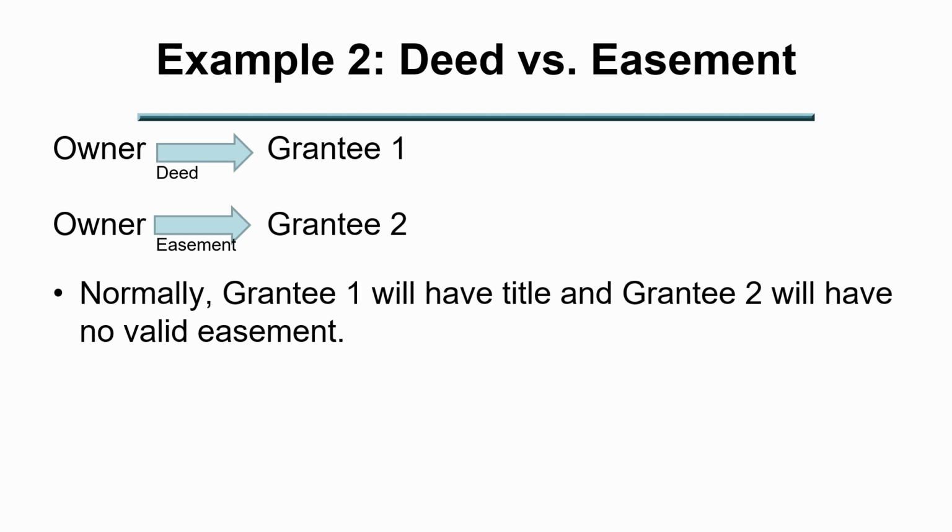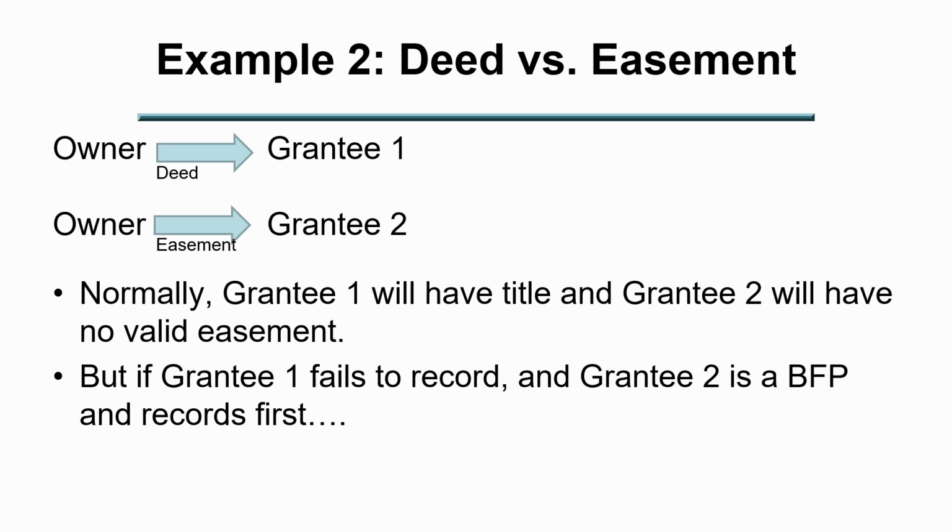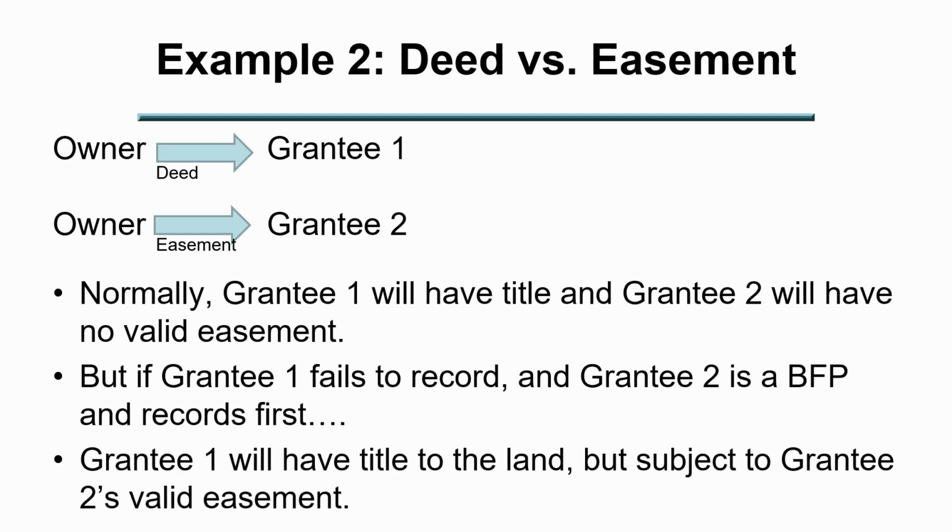But once again, the recording acts can change the common law result. If grantee number 1 fails to record and grantee number 2 is a bona fide purchaser and records first, then grantee number 2 will prevail. But prevailing in this case simply means that while grantee number 1 still has valid title to the land, that title is now subject to grantee number 2's valid easement.